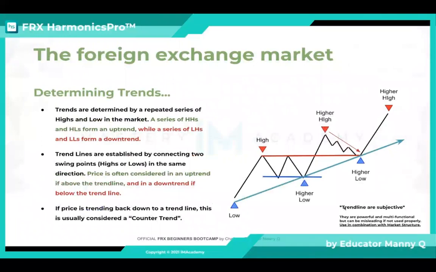Trend lines are subjective. They're subjective, meaning that trend lines are going to work for you the way that you make them work for you. It's not something that is permanent in the market. However, or let's talk about this, trend lines are powerful and are multifunctional. So you can use trend lines in a very, very, very powerful format.